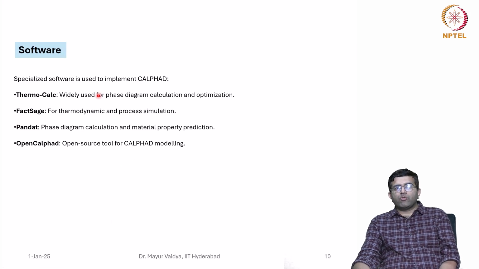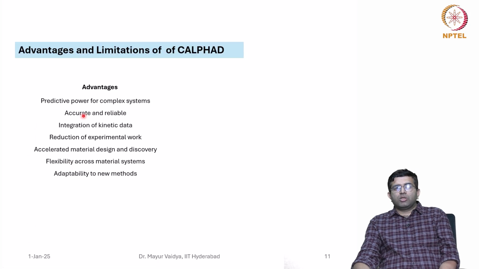Specialized software used to implement the CALPHAD approach include ThermoCalc, FactSage, Pandat, OpenCALPHAD. We will try to give you some description of one or two of these software in the upcoming lectures. The advantages of CALPHAD include the predictive power for complex systems, it is accurate and reliable, integration of kinetic data, reduction of experimental work, and accelerated material design and discovery.